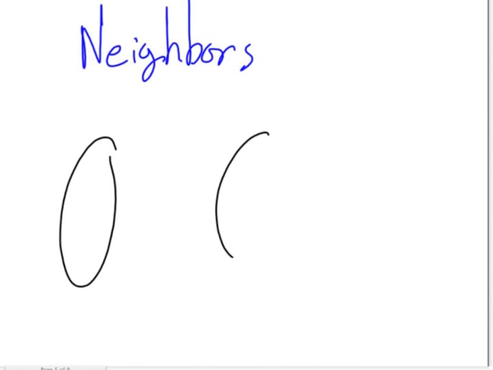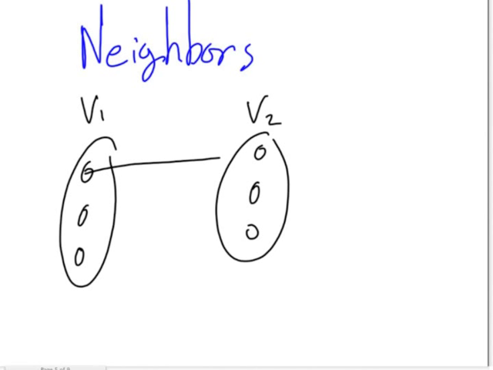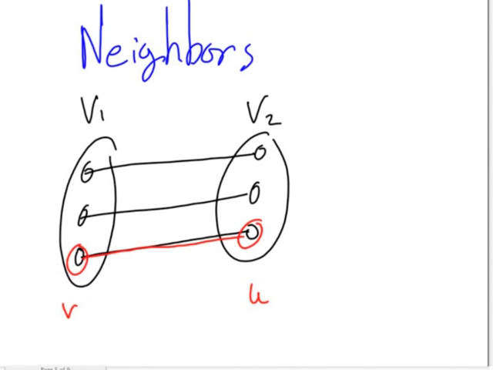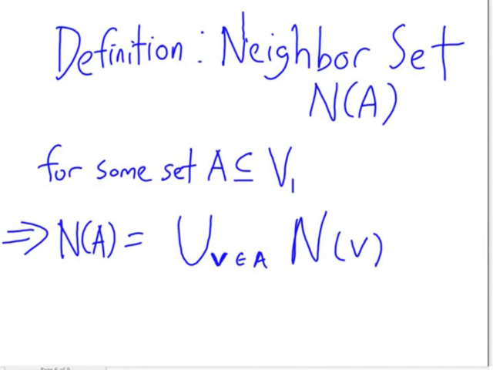So when we're talking about two different sets, let's call them V1, V2, where each of these have vertices connected by edges to the other set's vertices. If we look at two given vertices, say V over here and U over here, we say that these two are neighbors because they're connected by an edge.